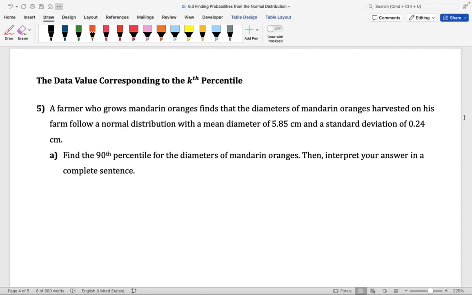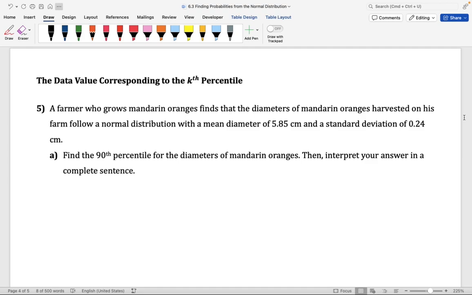The last thing we're going to do in this lesson is talk about finding a data value corresponding to the kth percentile. Once we find the data value, we're going to write a sentence that explains what that data value represents. In these problems, we're going to be given the area. So notice here, we're not trying to find a probability. We're not trying to find the area under the curve. We're trying to find an x value. Let's go ahead and consider the problem below.